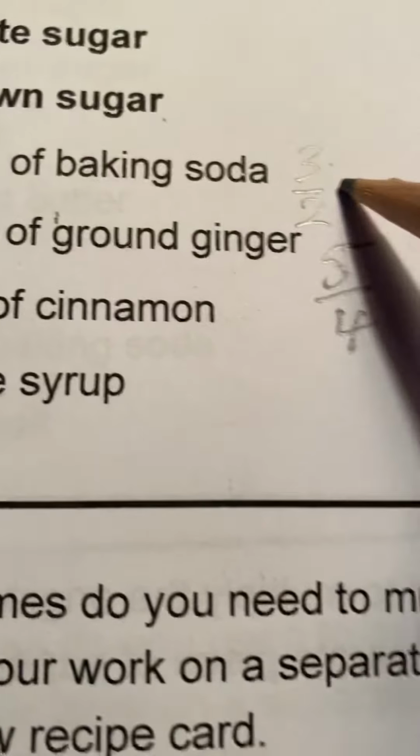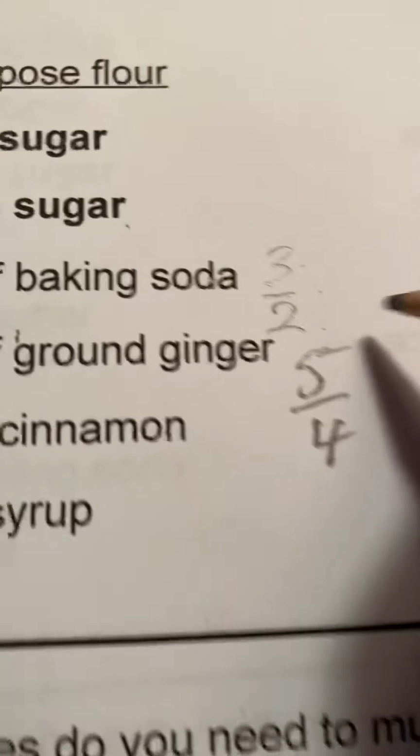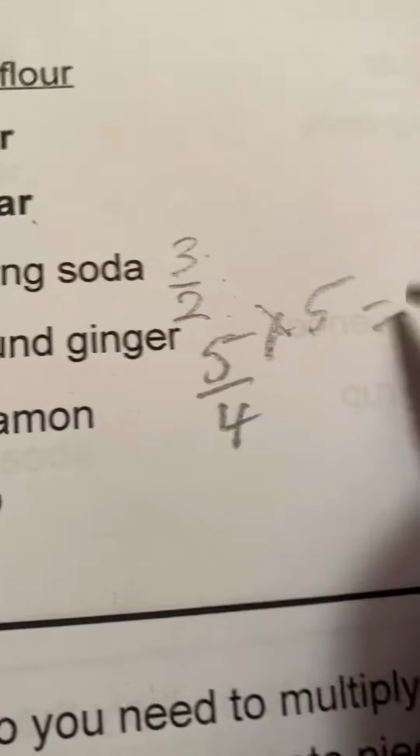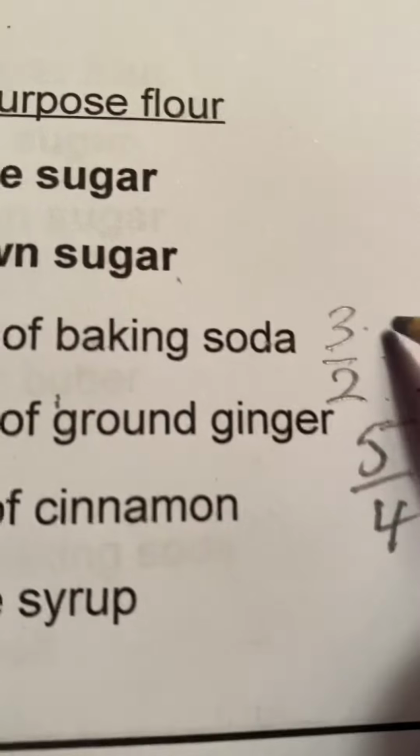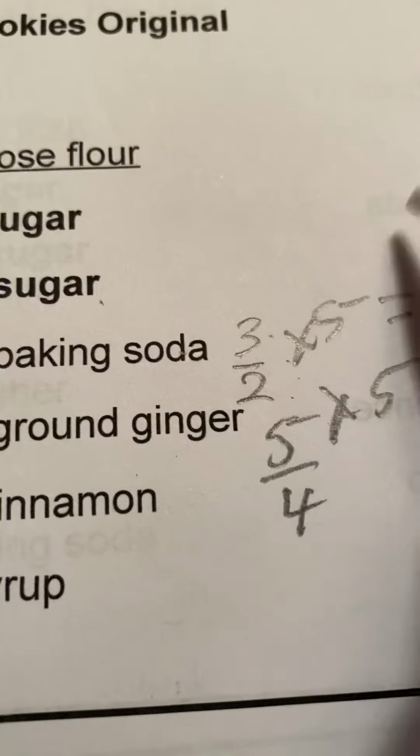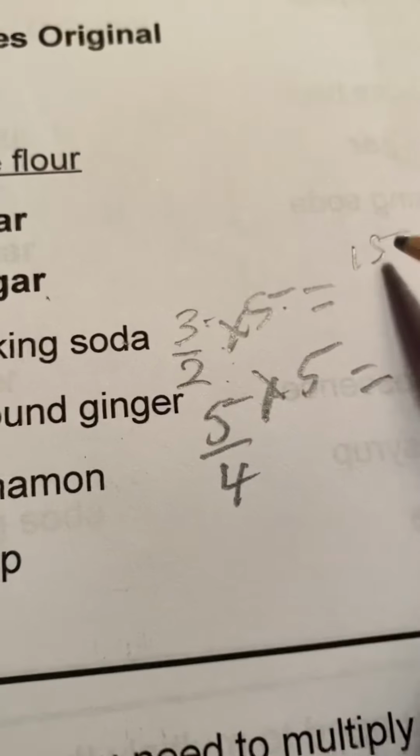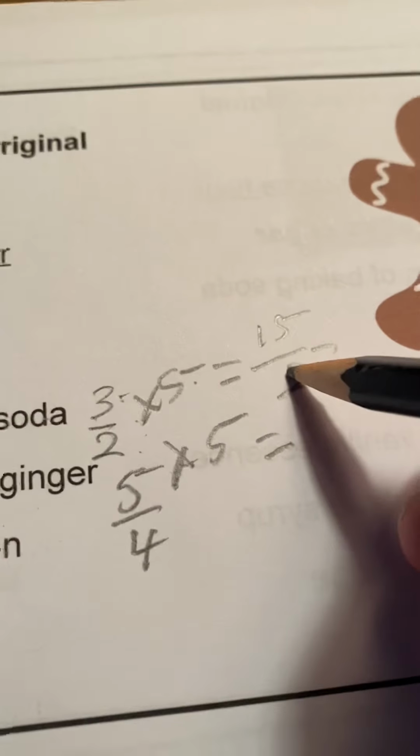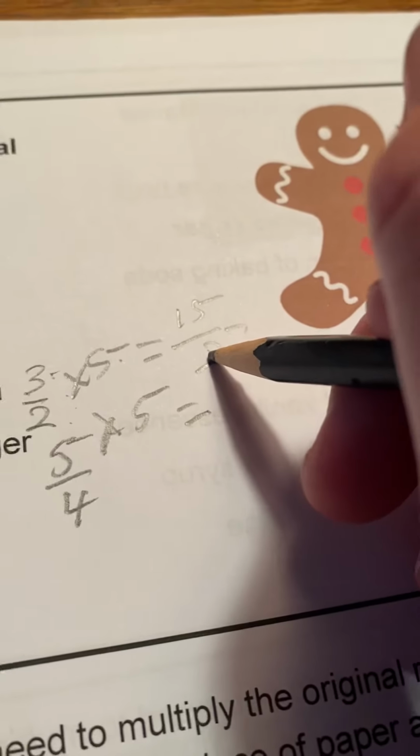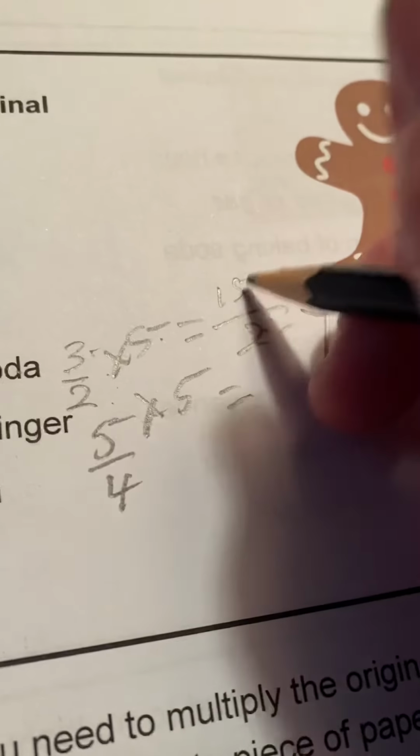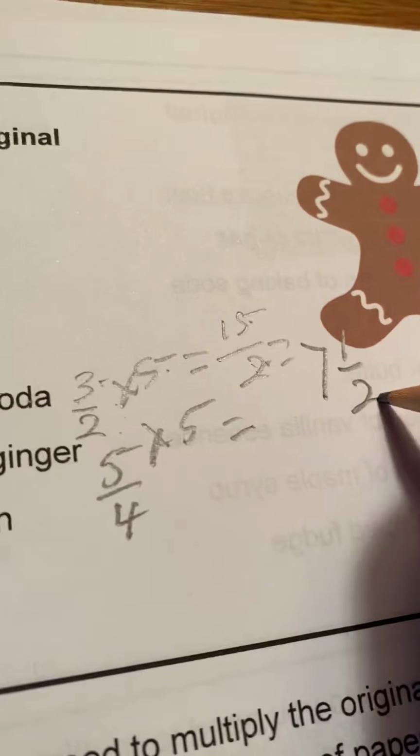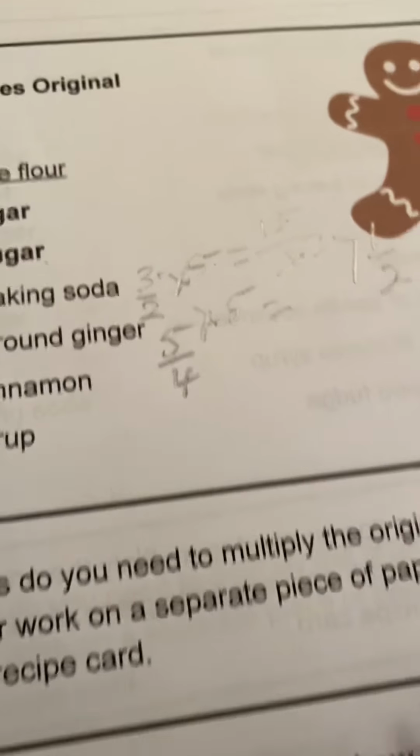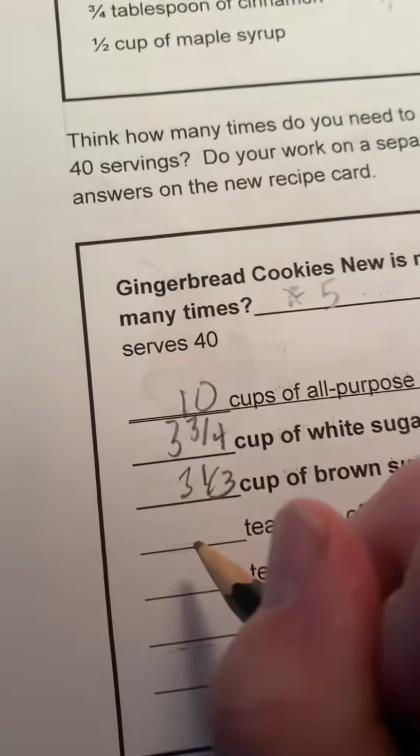So if I'm going to multiply each of these two, so I take 3 halves times my 5. Oop, that doesn't look right. Let me put this up here. 3 halves times 5. 3 times 5 is 15 over 2. How many 2's are going to go into 15? Well, 2 times 7 is 14. 14 to 15, there's 1 left over out of 2. So 7 1/2 is going to be my amount of baking soda. So I'm going to bring that down here. I think that's my next line.